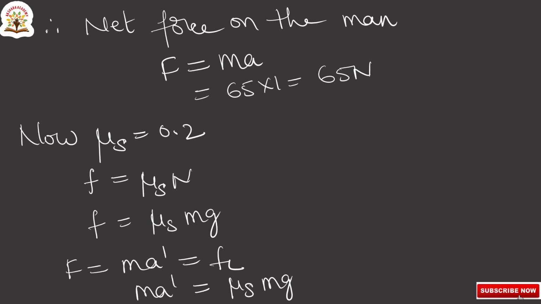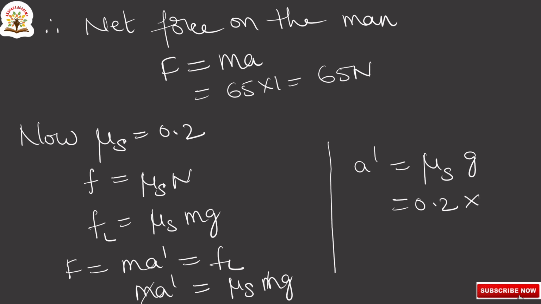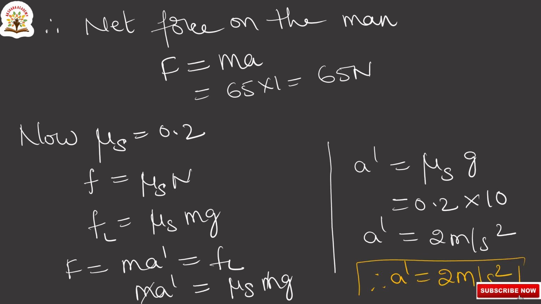So this gets cancelled. Now a dash is equal to mu s into g. So mu s is given as 0.4, into g value 10. So a dash is equal to 2 meters per second square. Therefore a dash is equal to 2 meters per second square.